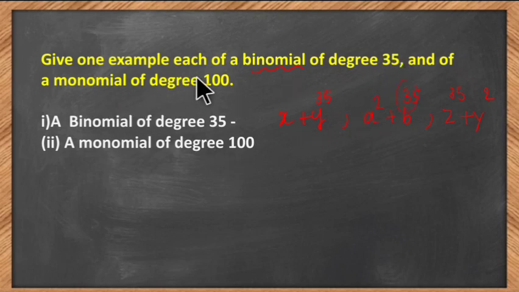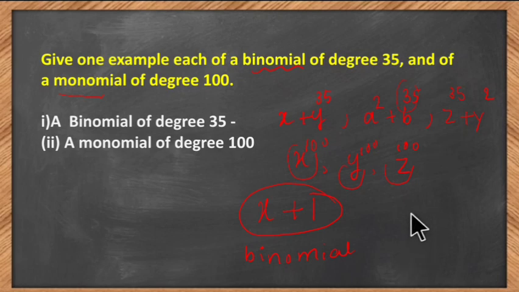Next we have to write monomial of degree 100. Mono means one term, right? Write any one term, x or y or z. Degree 100 means you have to write the power 100. If you write the power 100 here, that is the monomial of degree 100. Monomial means you have to write only one term. No, don't write like this, x plus 1. This is not a monomial, this is binomial. So monomial means we have to write only one term. So write any one alphabet and power 100. So this is a monomial of power 100.